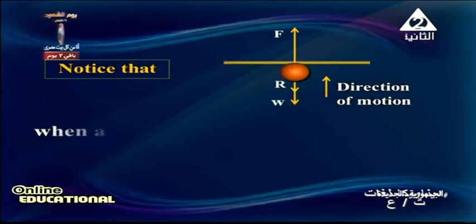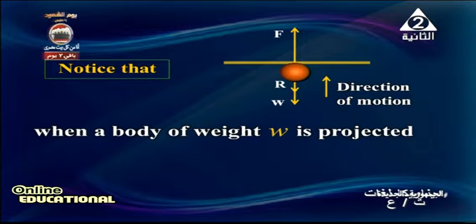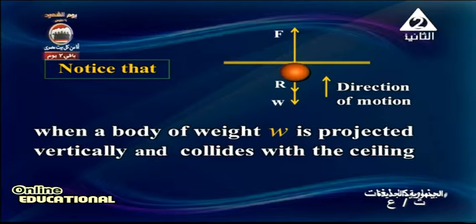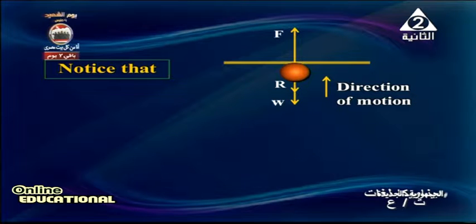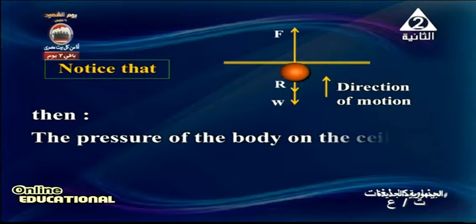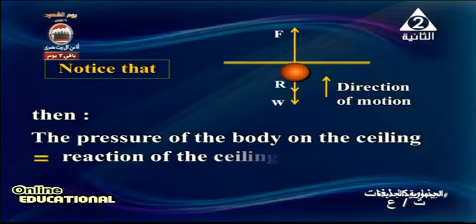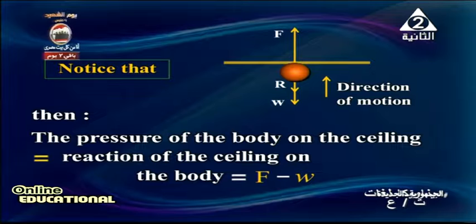And when a body of weight W is projected vertically upward and collides with the ceiling of a room, then the pressure of the body on the ceiling equals the reaction of the ceiling on the body, which equals F − W. Then in this case, R equals F − W, or F equals R + W.